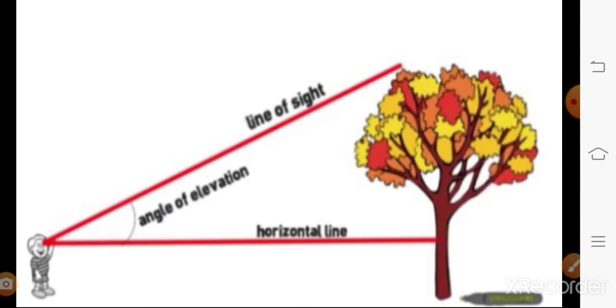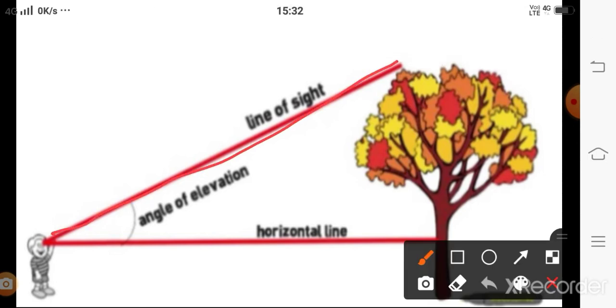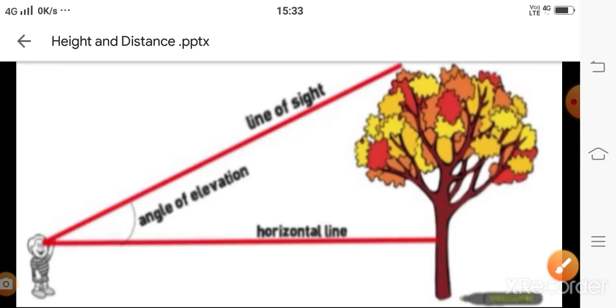Here if you are observing one more diagram, from the observer's eye we draw two lines, one slightly up to the top of the object and one as the horizontal line. Then in between these two we get the angle of elevation.